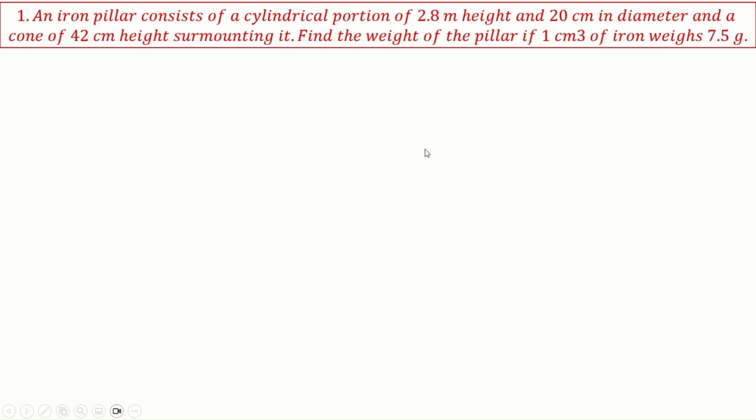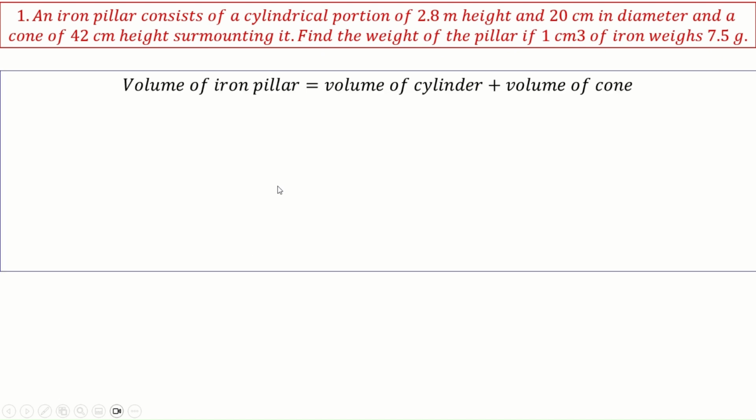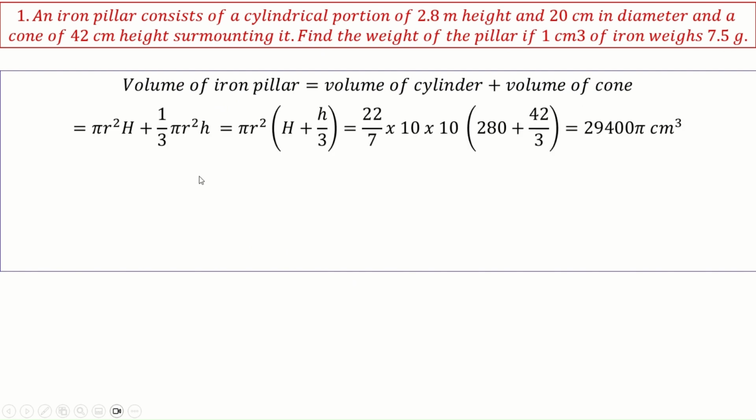An iron pillar consists of a cylindrical portion of 2.8 meters height and 20 centimeters diameter and a cone of 42 centimeters height surmounting it. Find the weight of the pillar if 1 centimeter cube of iron weighs 7.5 grams. Volume of the iron pillar is volume of cylinder plus volume of cone. Volume of cylinder is nothing but pi r square h. Capital H, I am differentiating between the heights of the cylinder and the cone. And the volume of the cone is 1/3 of pi r square h. So if I take pi r square common, this is what remains here.